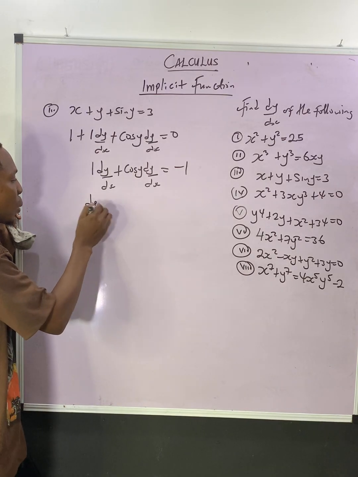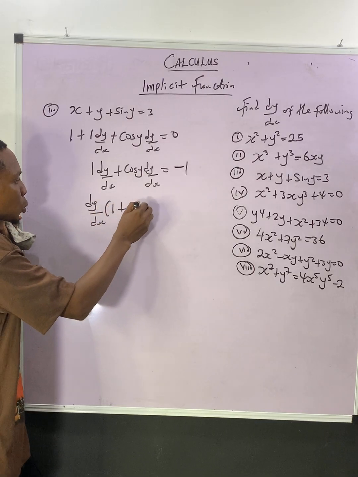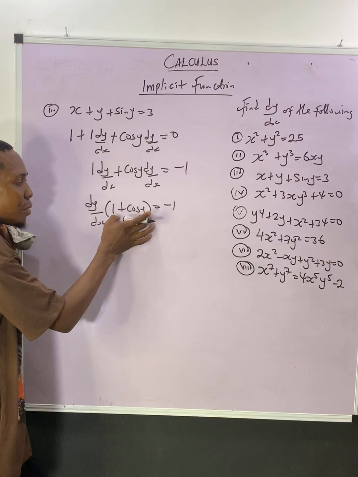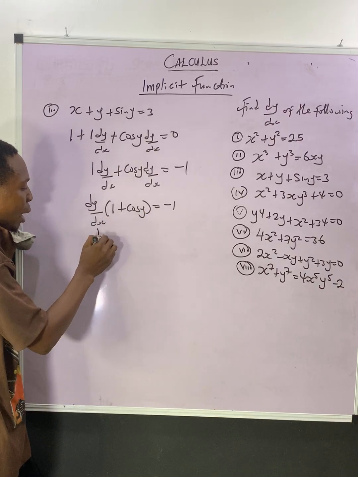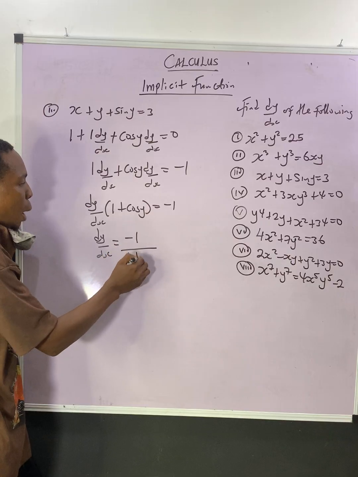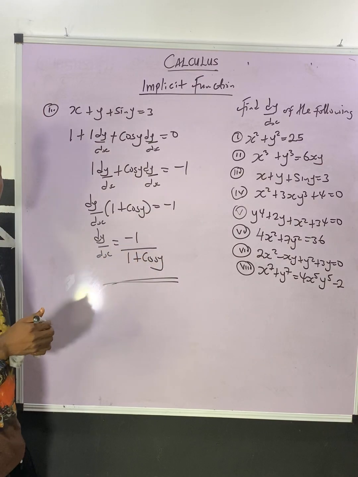If you factor out dy/dx, what should be left here? 1 plus cos y, then equals minus 1. So to get dy/dx, divide everything by this. So our dy/dx is equal to minus 1 all over 1 plus cos y. So that's our final answer.